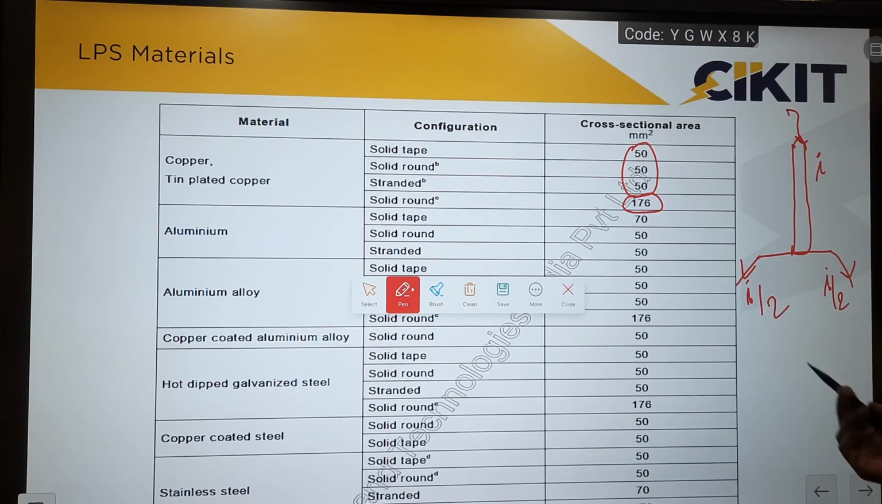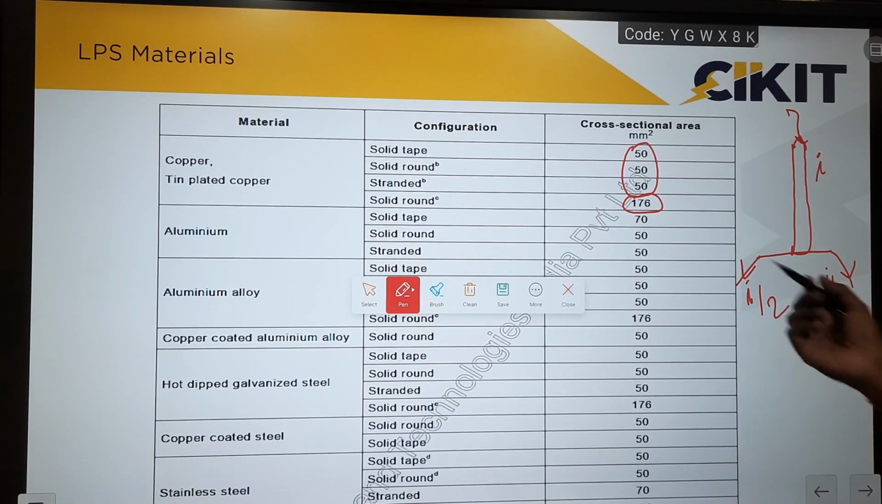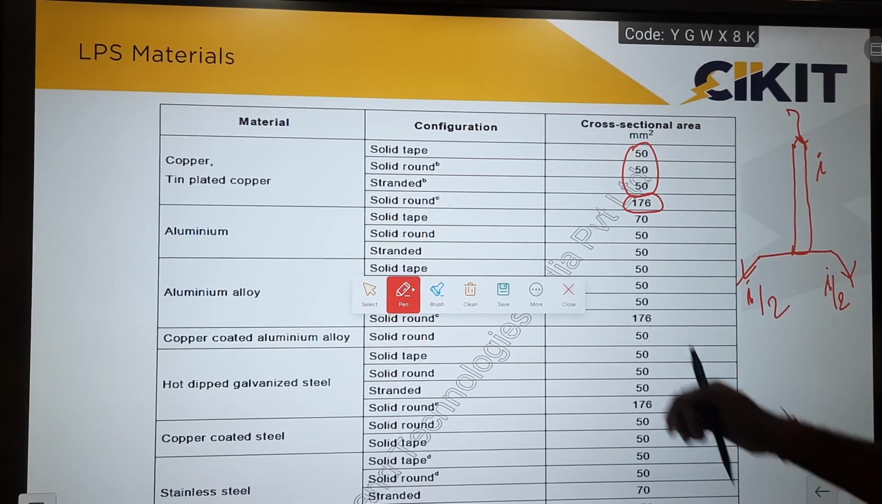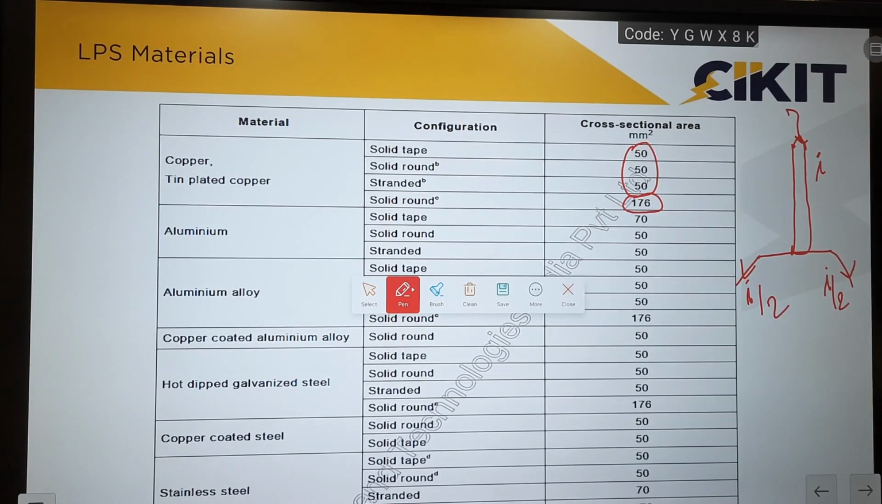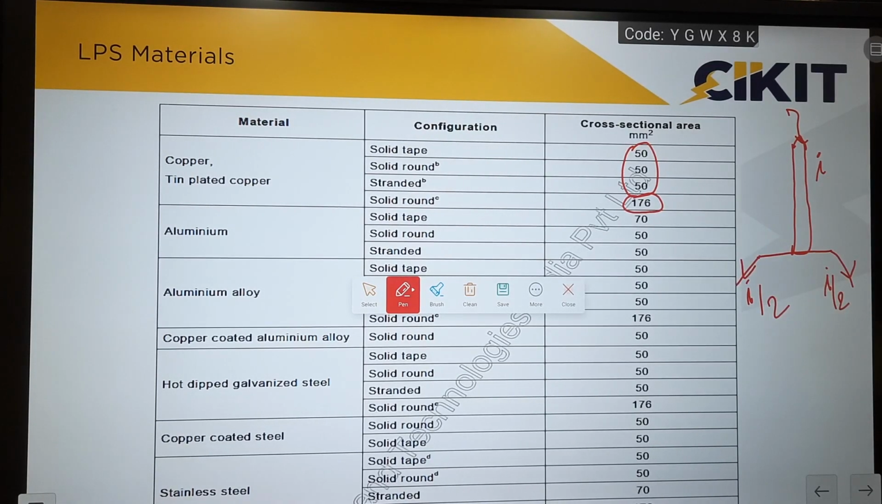If any lightning current is coming, it will divide into two parts. Since it has two paths, the current flowing through one path will be a little lower. Since the current flowing through the down conductor is lower than the current flowing through the air terminal, the conductor sizing of the down conductor will be lower. The air terminal will have a bigger size than the down conductor. So we can use lightning protection system components in these different materials, and in each material we can use different configurations as well.